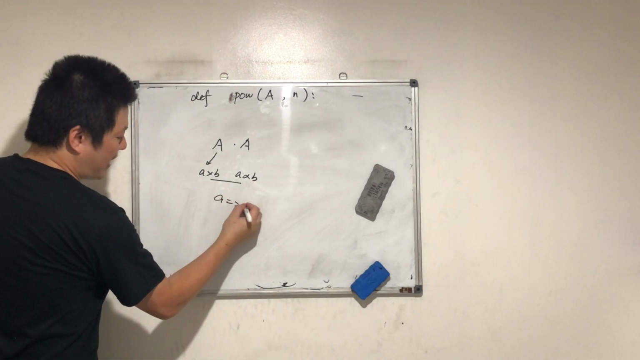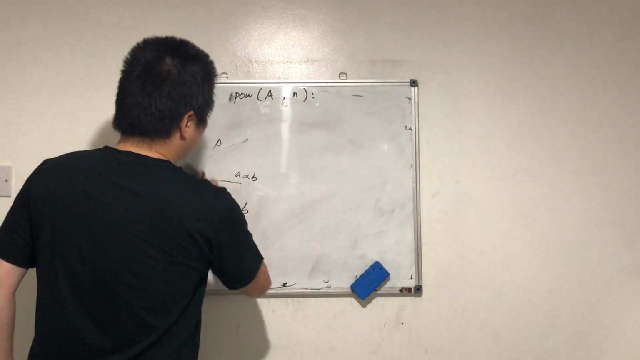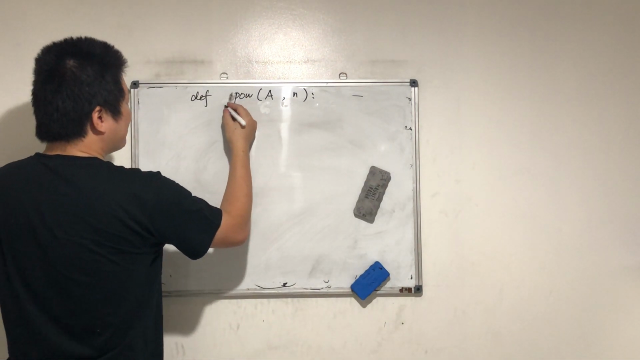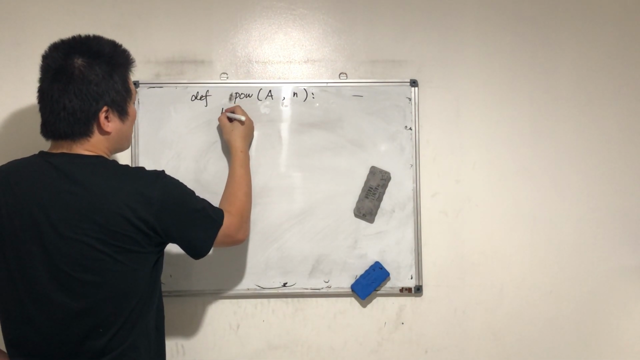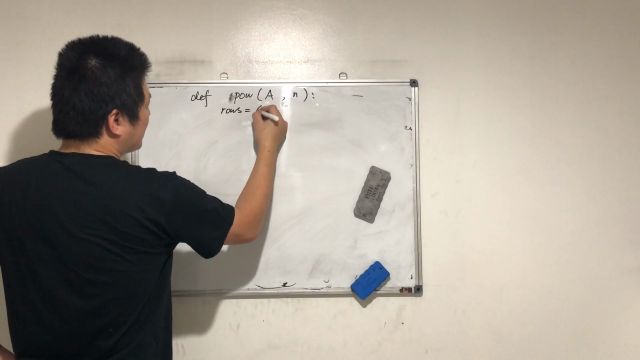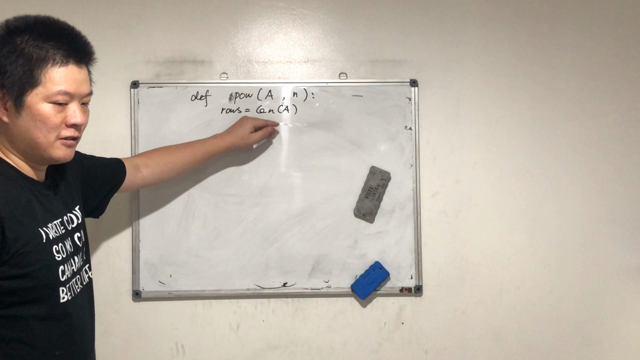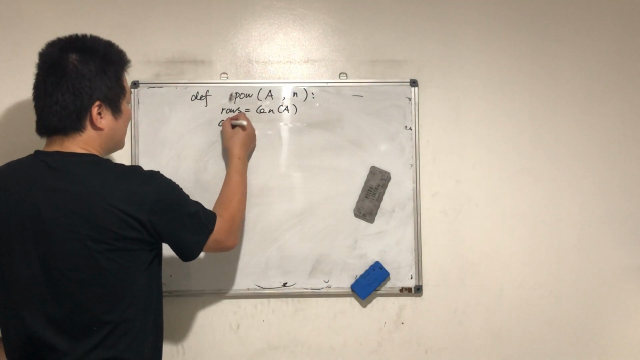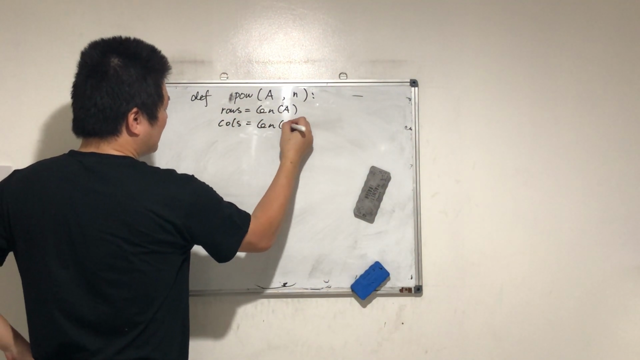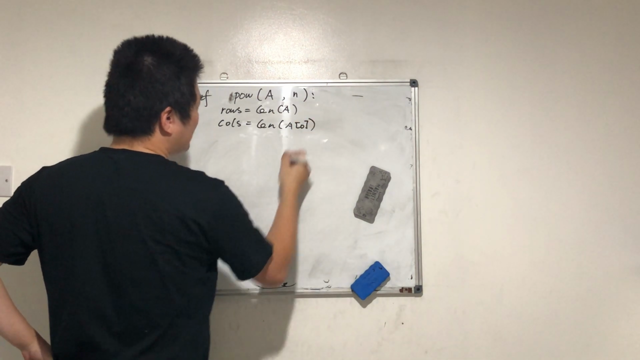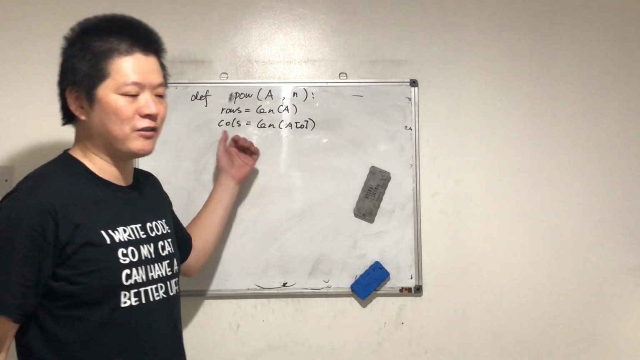A equals B. Okay, so let's do this. Look, the number of rows equals length of A. This is getting the rows of the matrix, and then columns equals length of A[0], because we're getting the first row. And then we return the dimension of the rows.